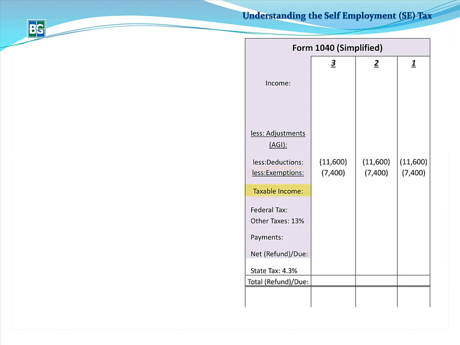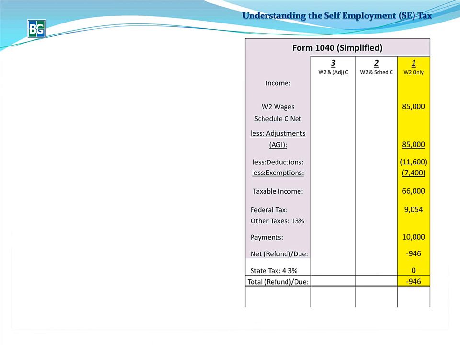From that, we calculate the income tax. Then, the other taxes, in these cases, the self-employment tax. We adjust for the payments and withholding to arrive at the net refund or amount due. Included in these scenarios, we have a state tax of 4.3%, although not all states have an income tax. Finally, we arrive at the total refund or net due amount.